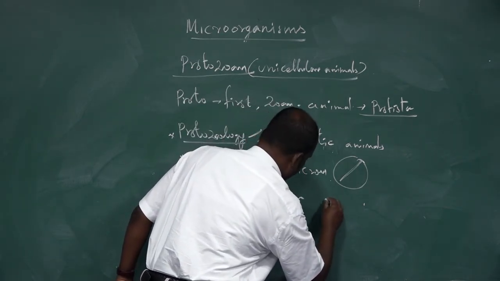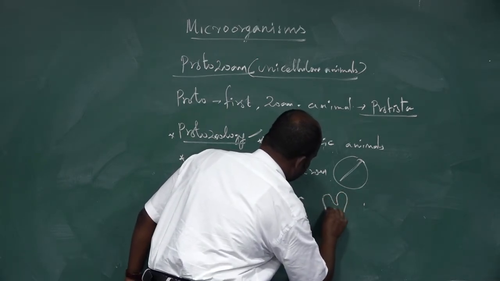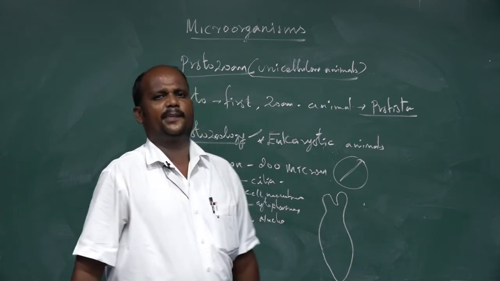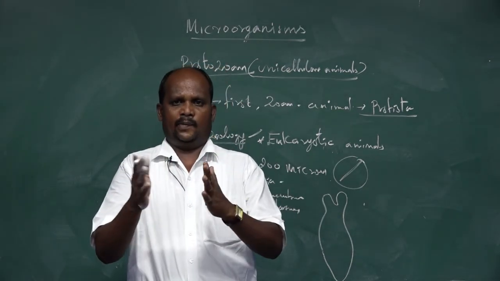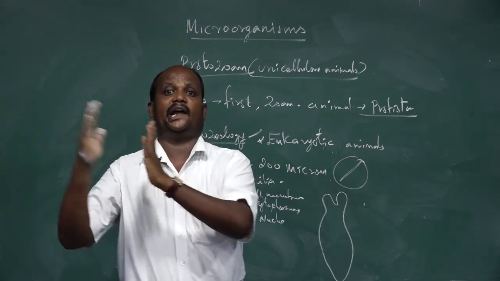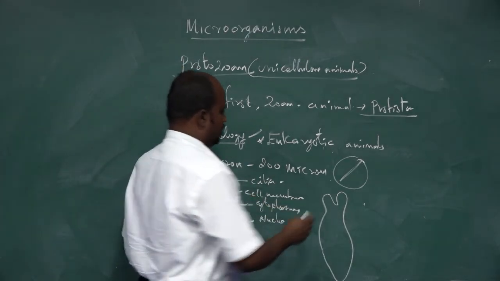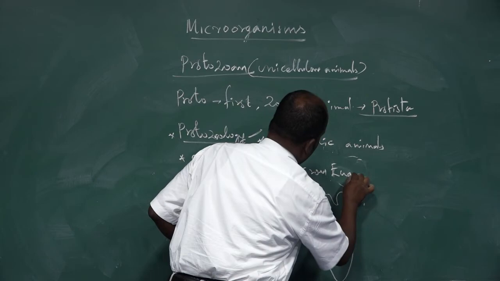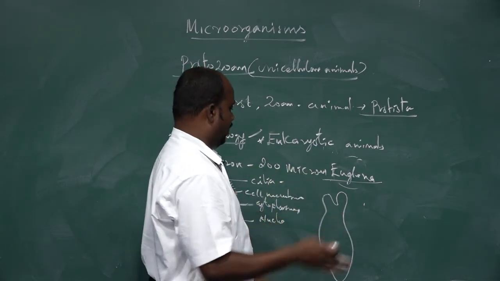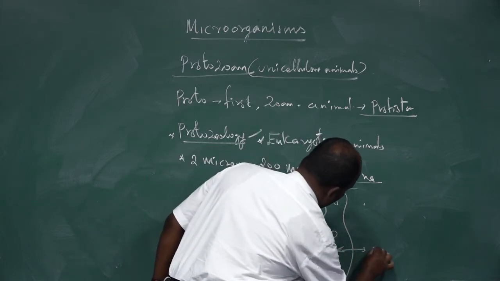See, this is a simple euglena. The structure name is euglena. The euglena is an intermediate organism. What is the meaning of intermediate? It is not an animal, it is not a plant. That is called an intermediate organism, between the plant cell and the animal cell. That is the structure of euglena. The euglena is really an animal cell, but inside the euglena there is presence of chloroplast.